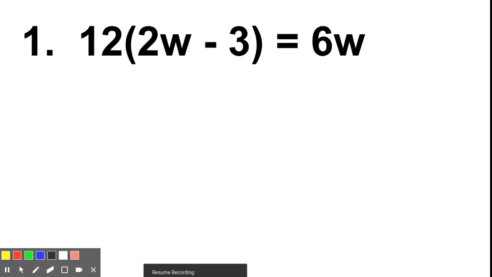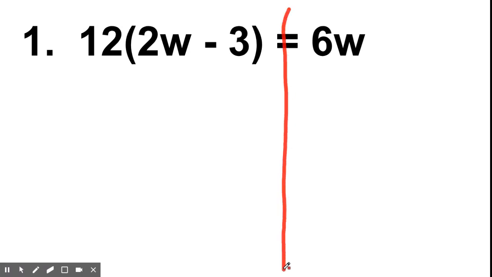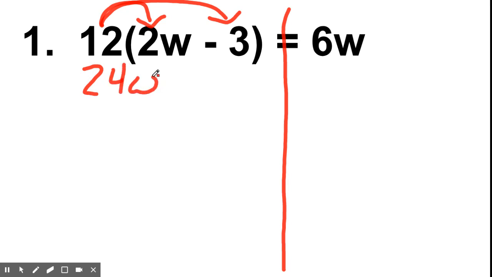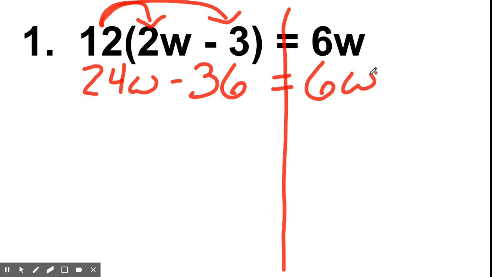Okay, next example. You see we have parentheses over here on the left again. So let's draw our line through the equal sign. To get rid of the parentheses, we're just going to distribute the 12 to the 2w and the negative 3. So 12 times 2w will give me 24w. And 12 times negative 3 will give me negative 36. Nothing to simplify over here on the right, so we just bring down the 6w.